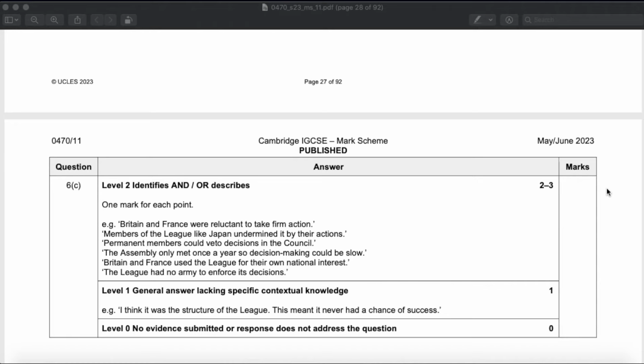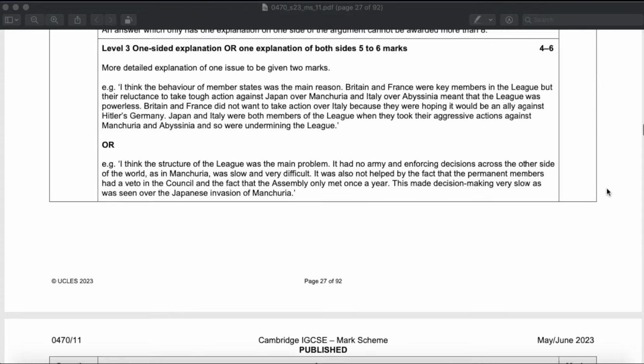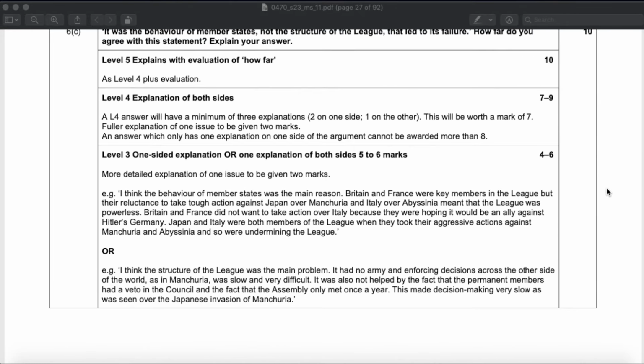And as we go up to level 3, we'll see one-sided explanation or one explanation of both sides, 5 to 6 marks. Even if you really think it was Britain and France's fault, or if you really think it was the structure of the league that doomed it, you need to have an objective two-sided argument as much as possible. So even if you think it's to a large extent on one side or the other, that doesn't mean that you can just have a one-sided argument. You'll only get to level 3.